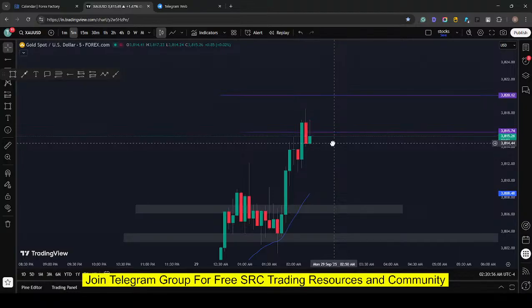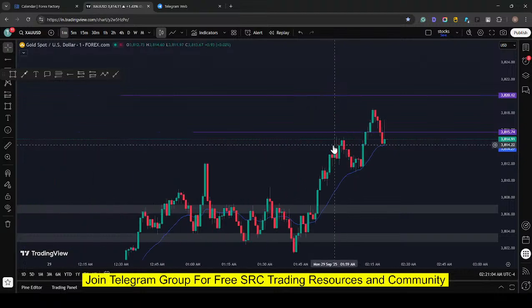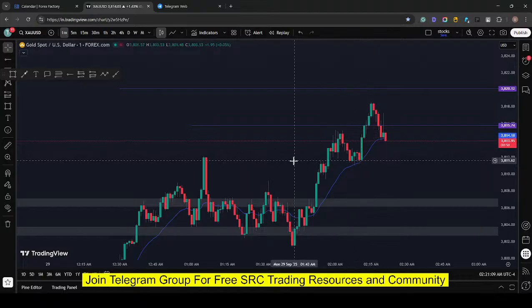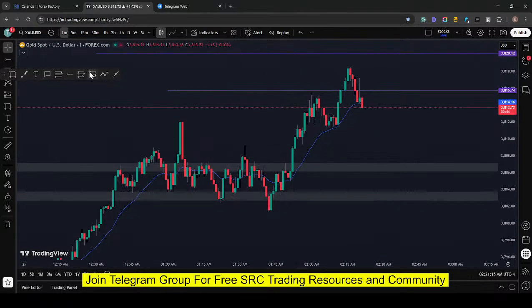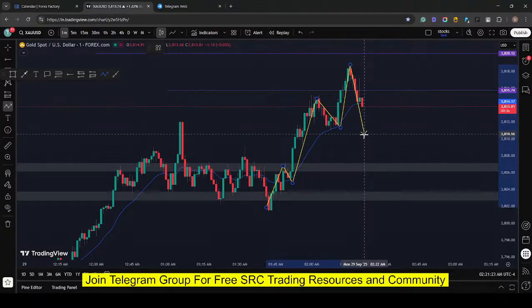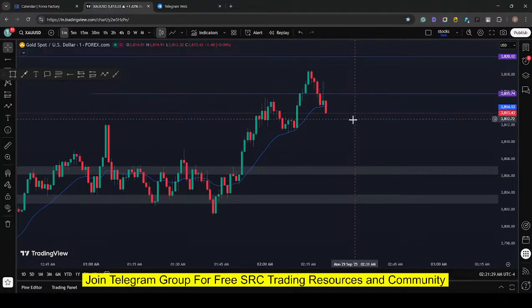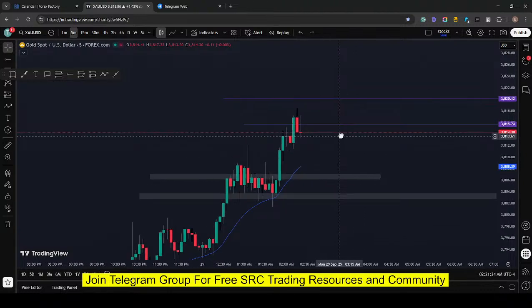Is it right? The structure is still bullish until these lows are broken, right? It is creating higher highs and higher lows. See, until this structure is broken and it creates a lower low, price is clearly bullish right now.